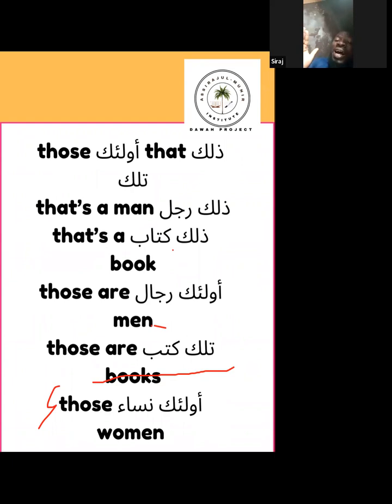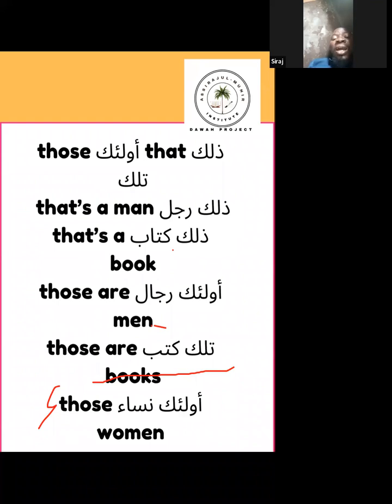Just know that when you say hada, this, dhalika, that, hadihi, this, tilika, that. Dhalika is used for what? Al-ba'id, something that is far. Hada is used lil-qarib, something that is close. Hada rajulun, this man. Dhalika imamun, that imam. Hada baytun, this is a house. Dhalika masjidun, that is a mosque. Hadihi mura'atun, this is a woman.